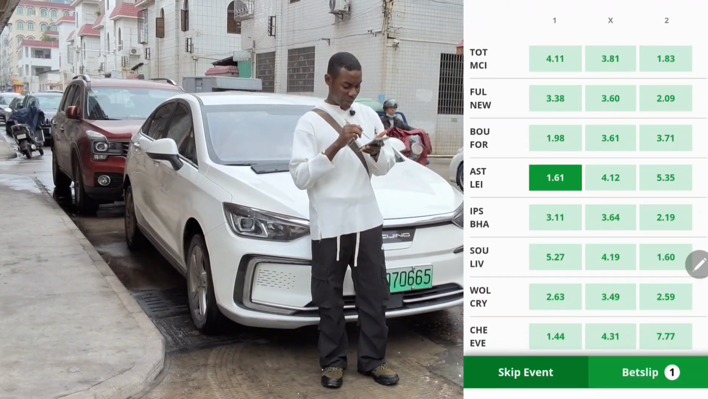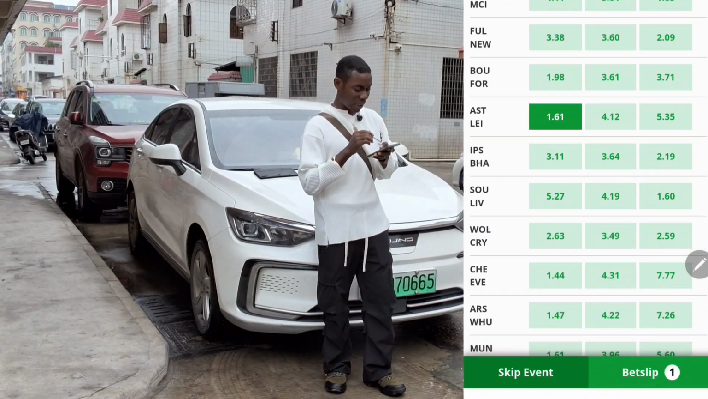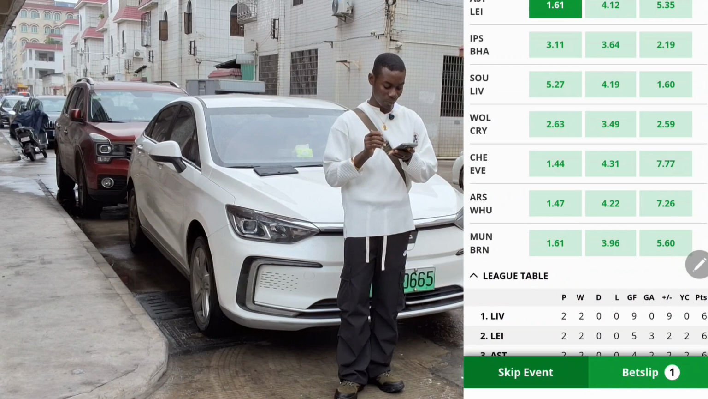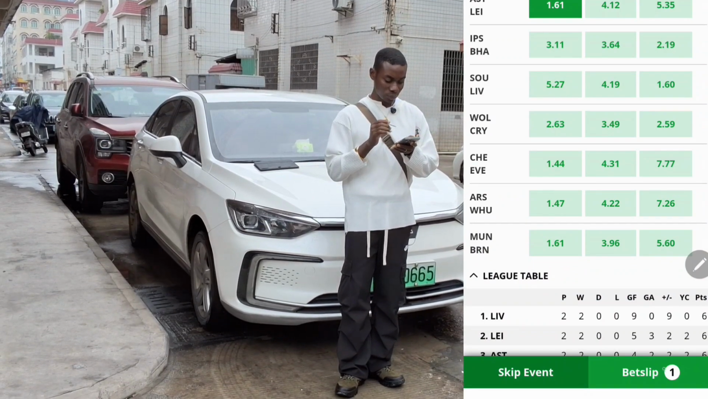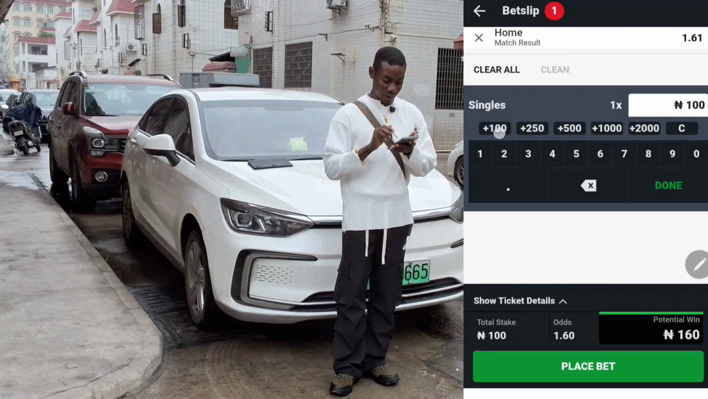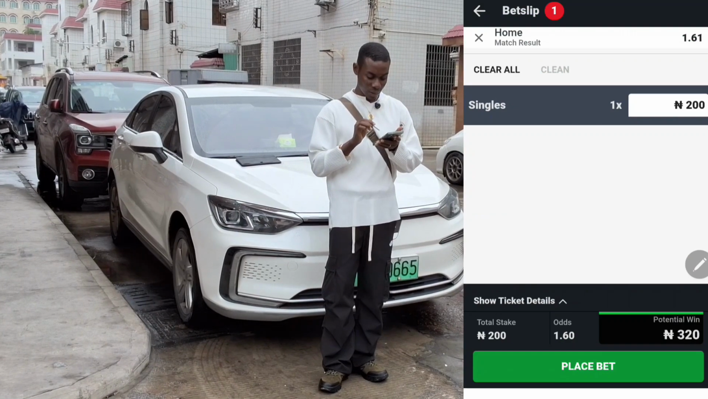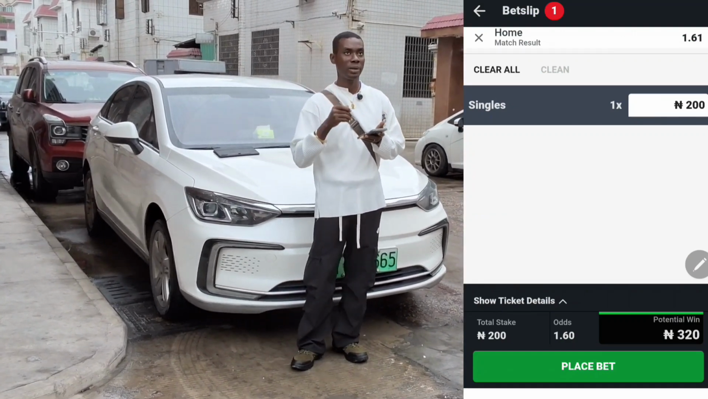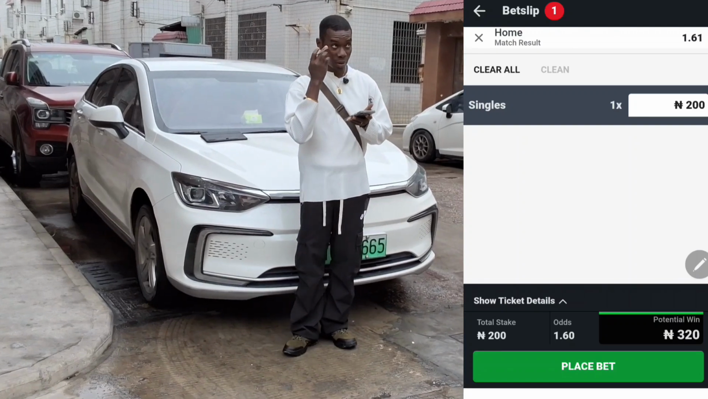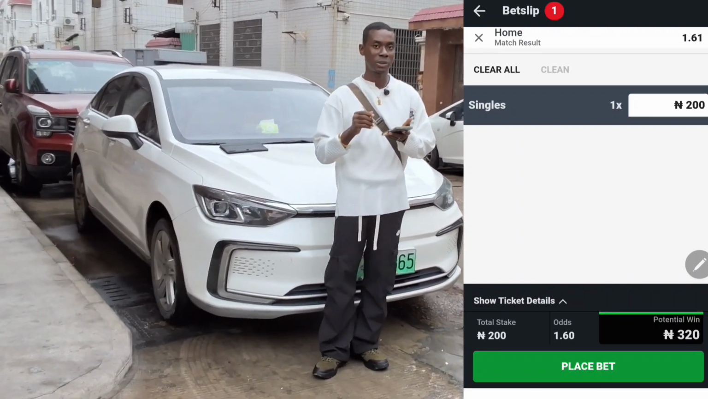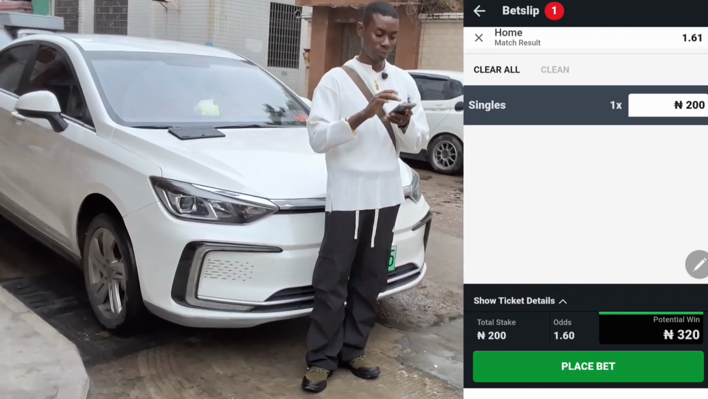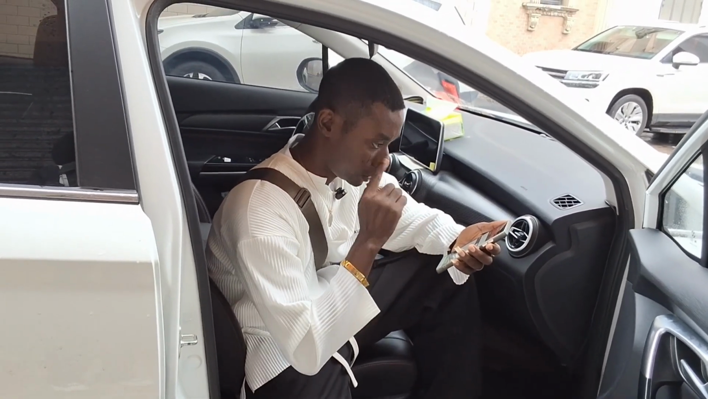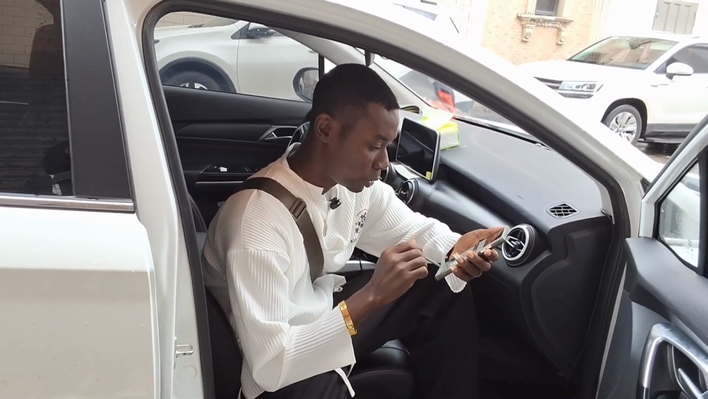Okay, we have an entry point here. Aston Villa playing against Leicester, and our odd is 1.61, which is a good one. So I'm going to trade on it. Remember, I made a win, so I'm starting all over again. If you make a win, you start all over again from the initial trade unit. So here it is. I'm using 200, okay?